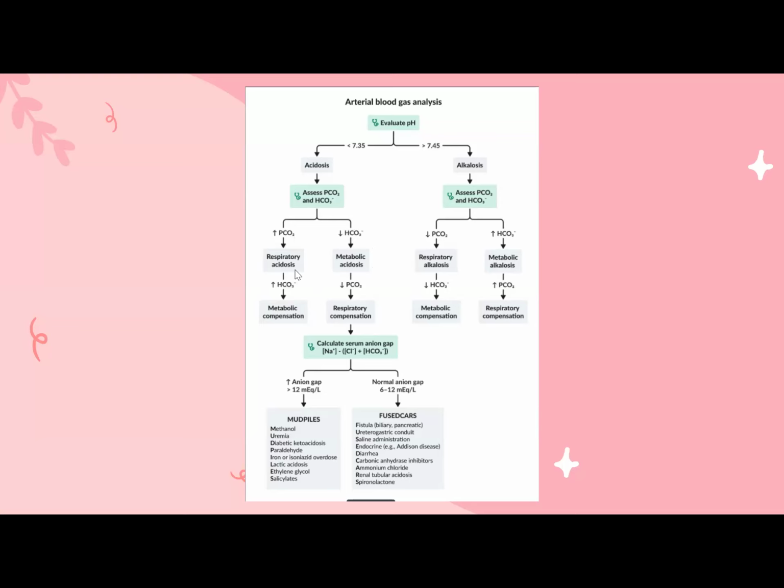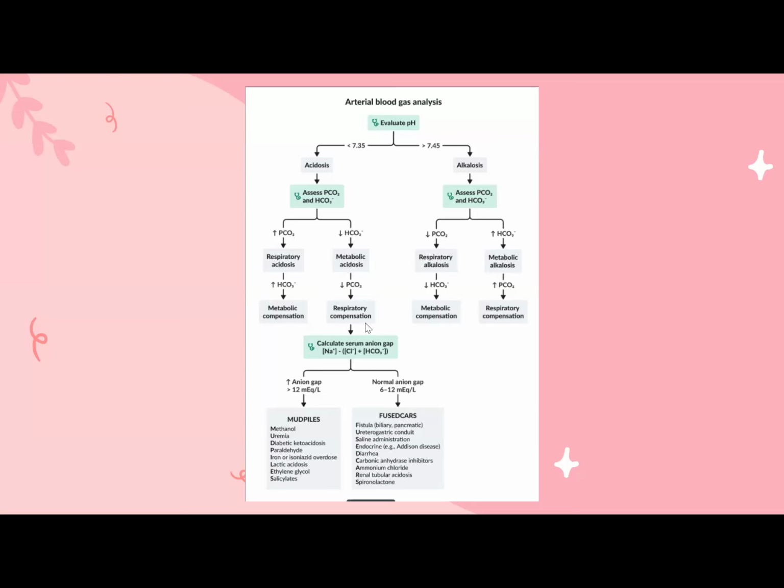Kind of makes sense. Once you've figured out your primary disorder, what we do next is look at the compensation. Whether or not the opposite thing has increased, so in this case, whether or not the bicarb has increased. If there is an increase, there is very obviously a compensation, and in this case it would be metabolic. If you were to have metabolic acidosis, you look at the PCO2. If it's decreased to a certain extent, you would call that respiratory compensation.